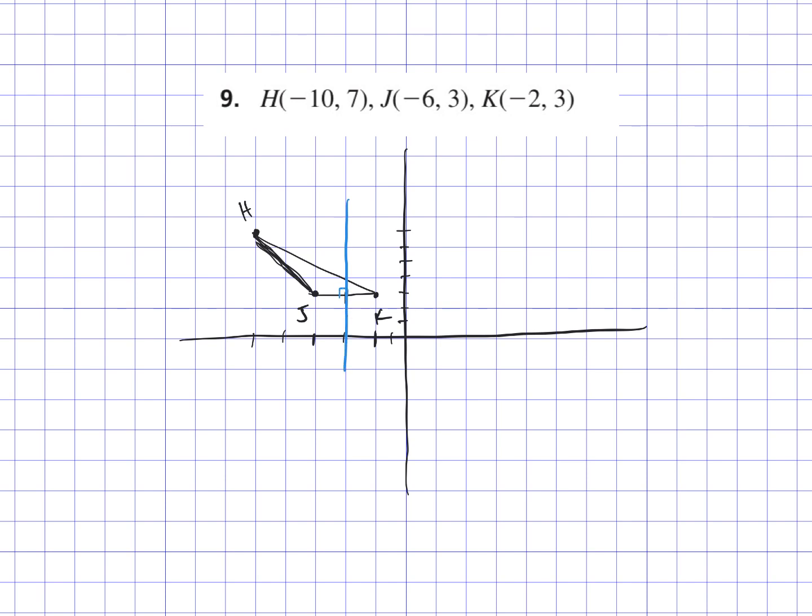Okay. Now I'm going to use HJ. I need the midpoint and the slope of JH. So the slope of JH is coming from 7 down to 3, so that's negative 4.